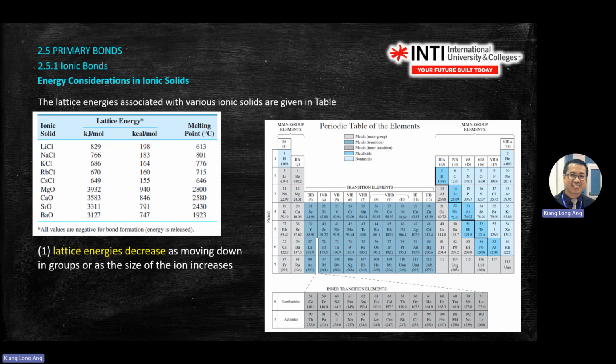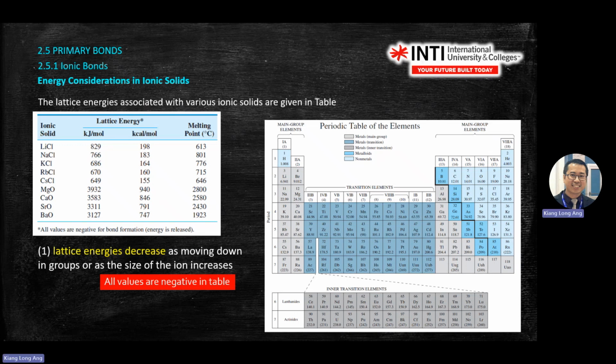Lattice energy decreases when you move down the groups as the size of the ion increases. Right? So for example, you see the melting point temperature also increases. So you can see Li, Na. See the energy? Li, Na. So if you move down, the lattice energy decreases.